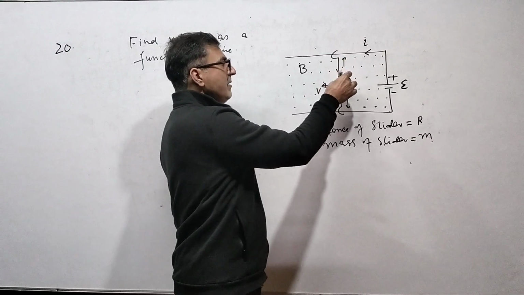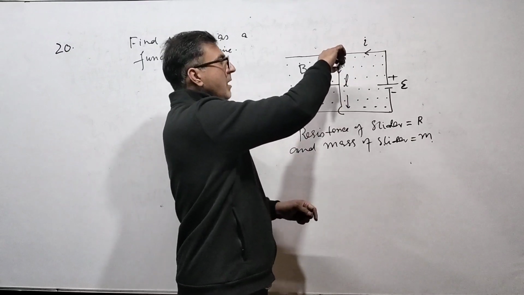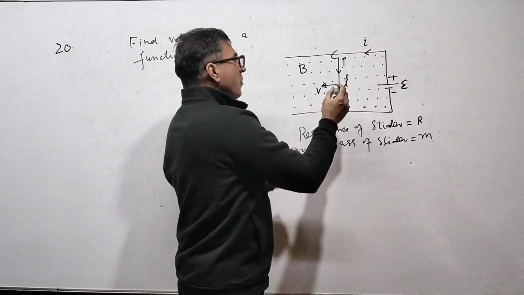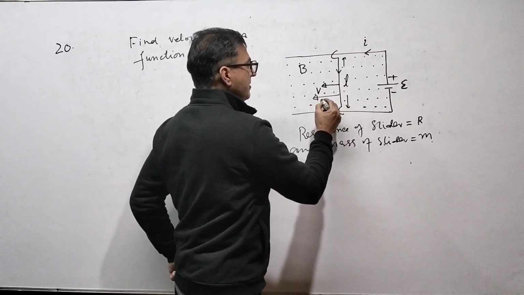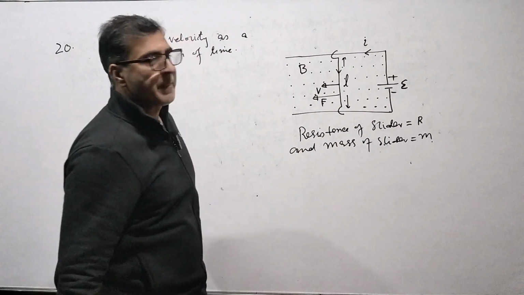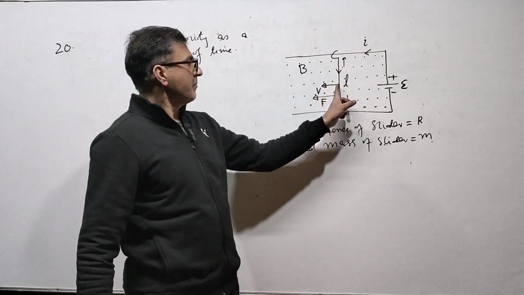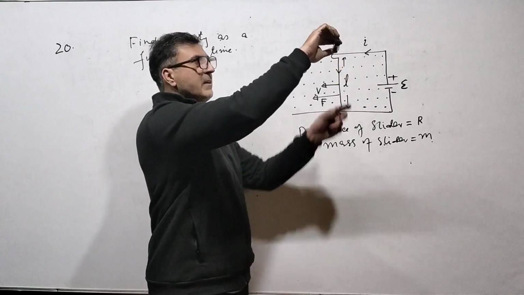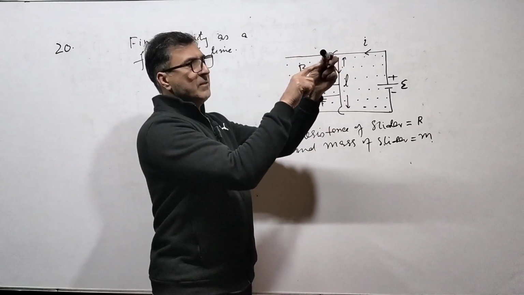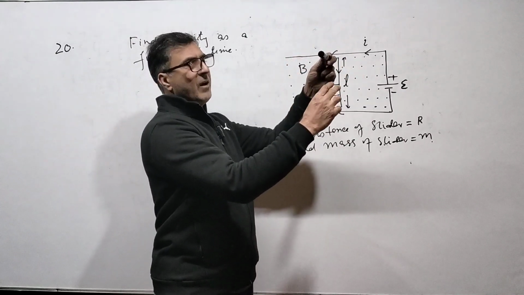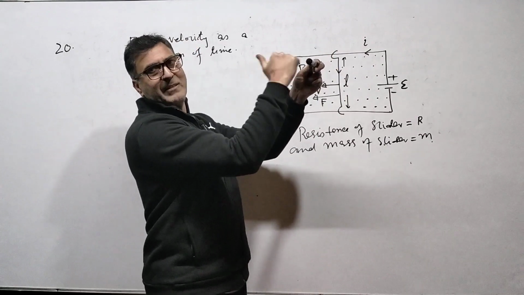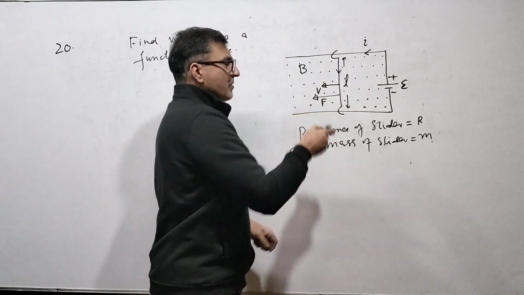The current is down, the magnetic field is outwards, I cross B. The force will be in the forward direction. This is the force. The current is downwards, the magnetic field is out, and when you get I cross B, the force is in this direction.